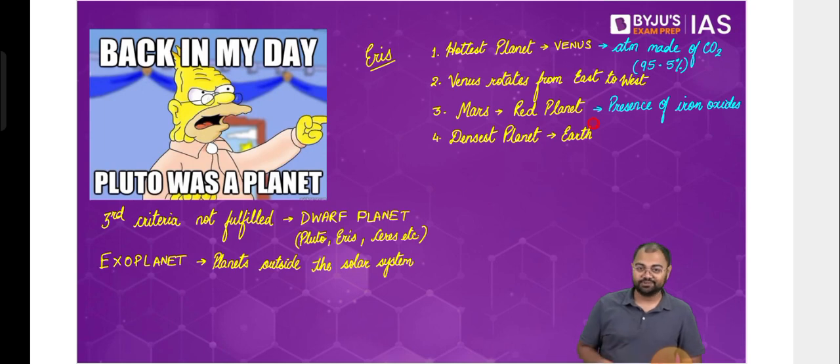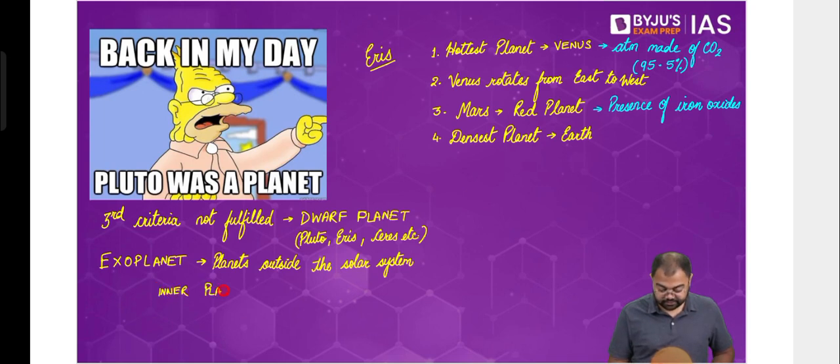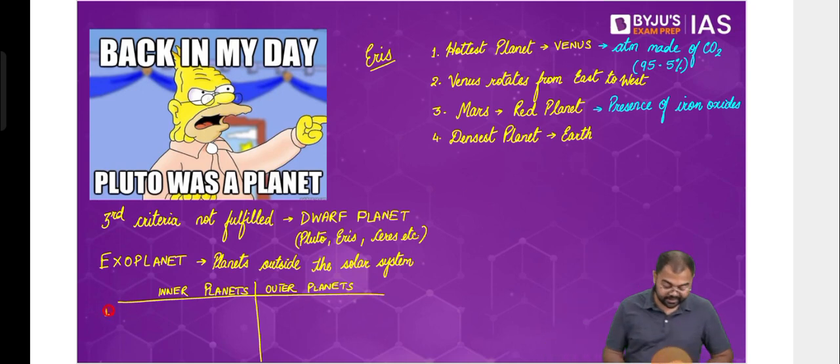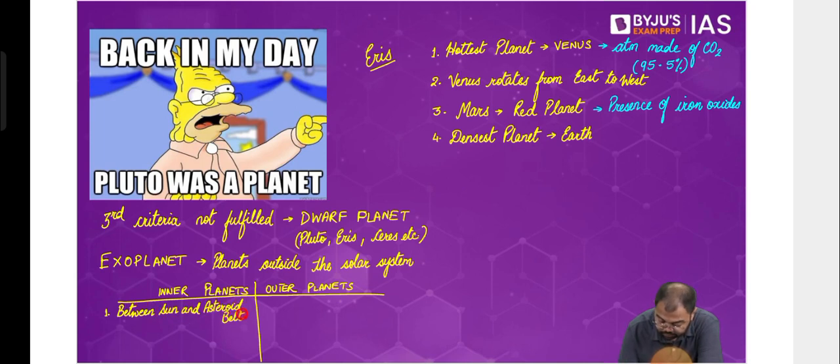So Earth is actually the densest planet of the solar system, and this is where you should remember the difference between inner versus outer planets. We have planets which are called inner planets, and then we have outer planets. So how do we define what is inner and what is outer? First of all, inner planets are found between the sun and the asteroid belt, and outer planets are found beyond the asteroid belt.